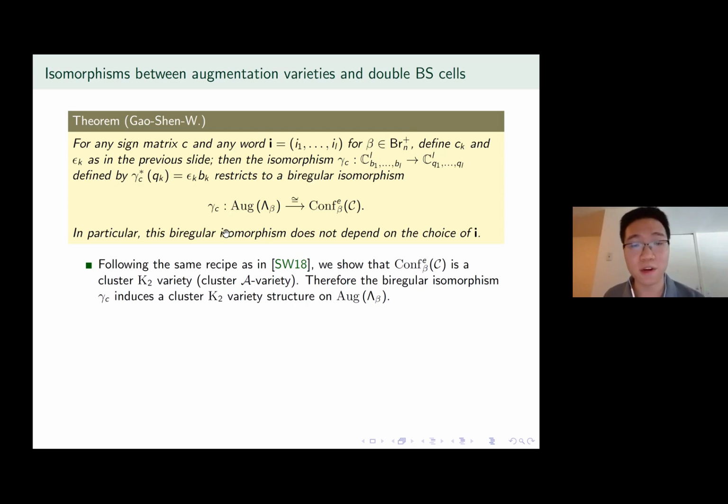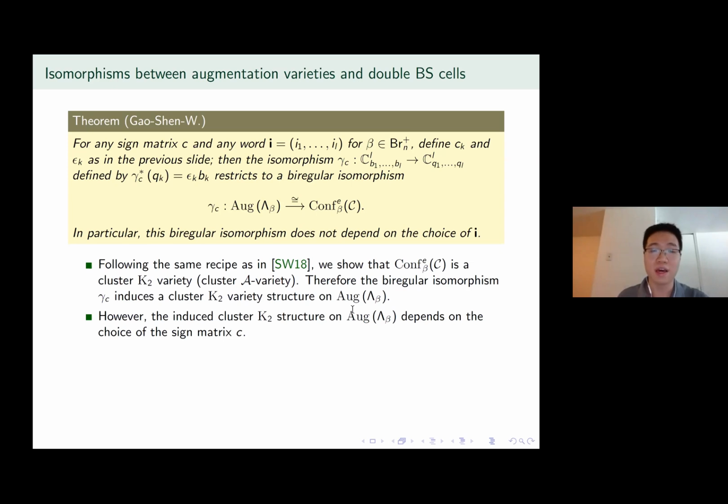Okay? So following the same recipe as in our work on the double Bruhat cells, we show that this version of the double Bruhat cell is also a cluster K2 variety, also known as a cluster A variety. So therefore, the biregular isomorphism induces a cluster K2 structure on the augmentation variety. Okay. However, this induced cluster K2 structure depends on the choice of Sine matrix. It depends on what Sine matrix you use as an input.